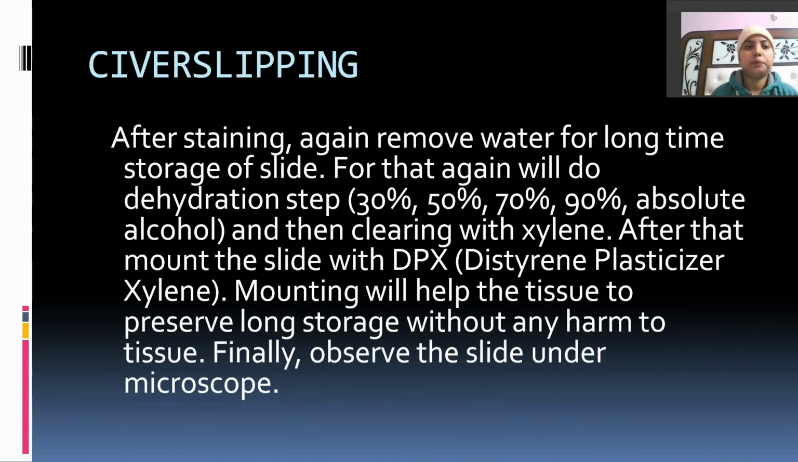Then cover slipping. After staining, again remove water for long-time storage of the slide. For that, again we will do the dehydration steps, that is 30%, 50%, then 70%, then 90%, and lastly absolute alcohol, and then clearing with xylene.